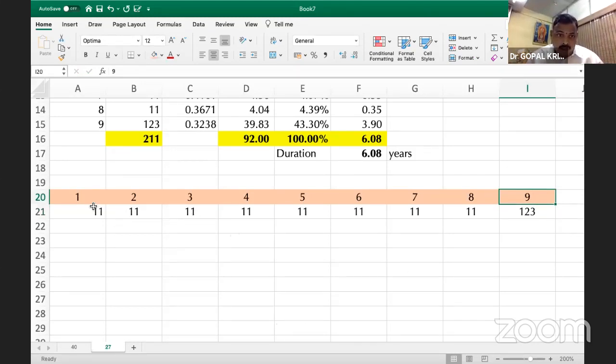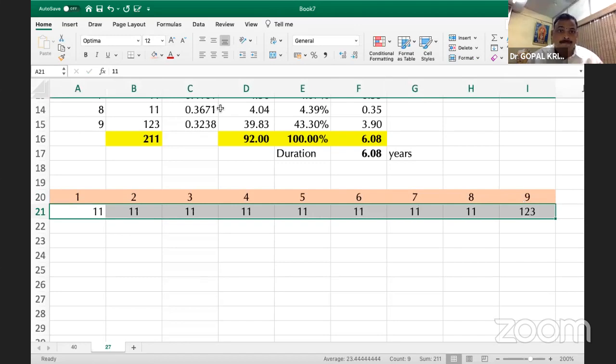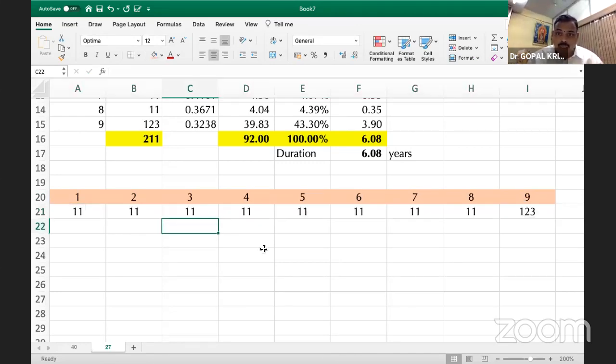Now, if I keep the fulcrum in the middle, all of you know in physics what a fulcrum means. If I keep the fulcrum in the middle, the seesaw will go this side. So what I should do, I must shift the fulcrum to the right side. So I'll keep the fulcrum here. That is 6.08. Somewhere here I'll keep the fulcrum. Then the entire seesaw will be straight. So that is the period we call duration.